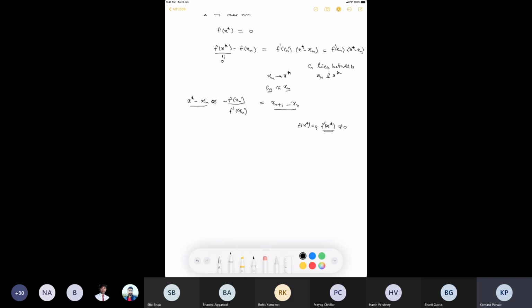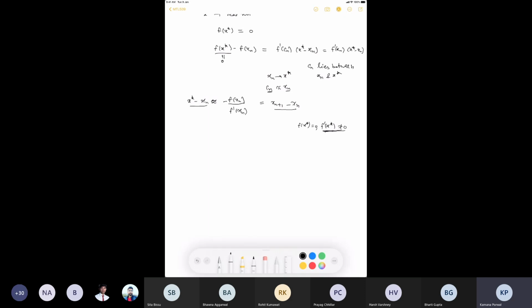So this case, we will see it separately, that what happens if x star is a root with multiplicity, say two or higher than two. This condition is just ensuring that x star is not a repeated root. You are just going to have x minus x star as one of the factors. You cannot have x minus x star squared as one of the factors of f(x).